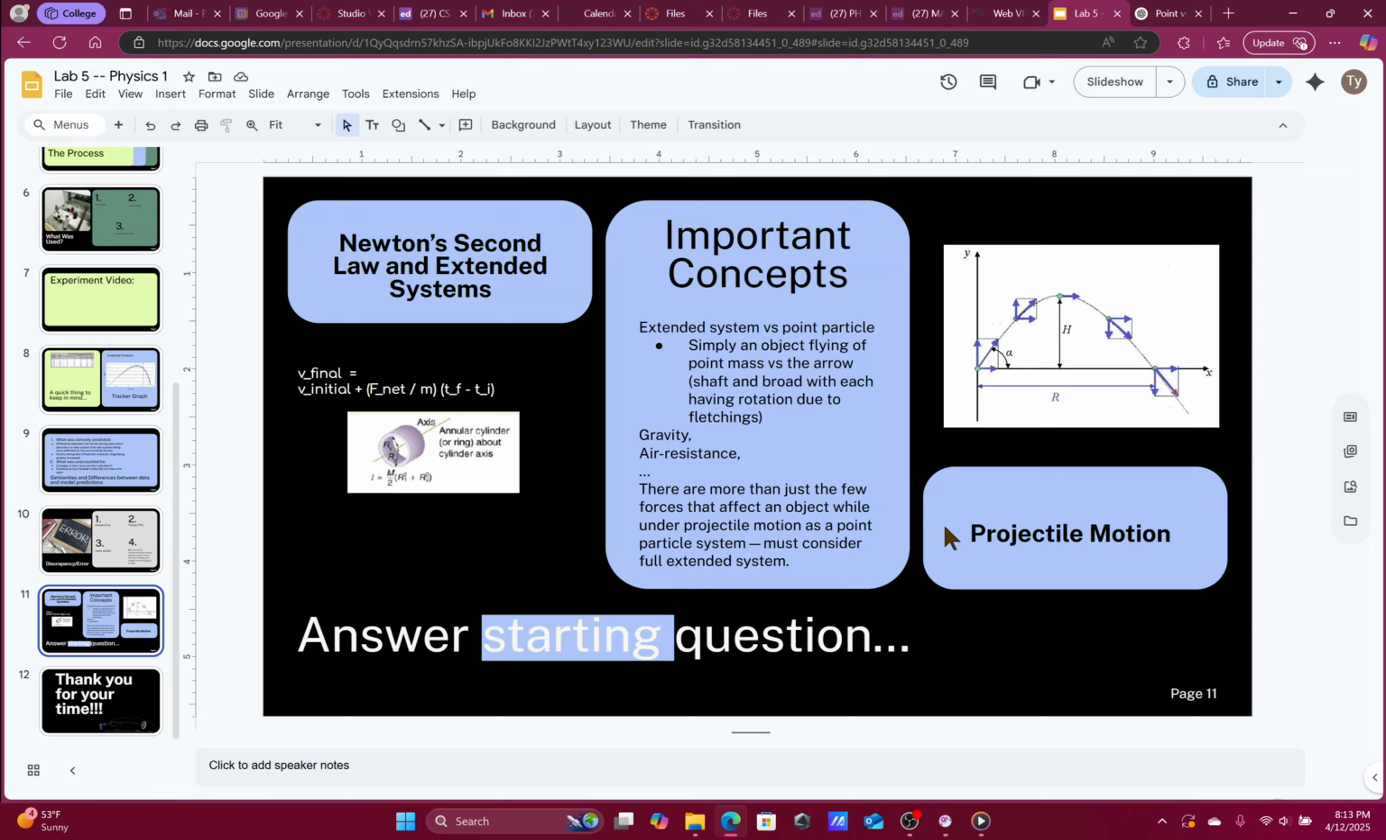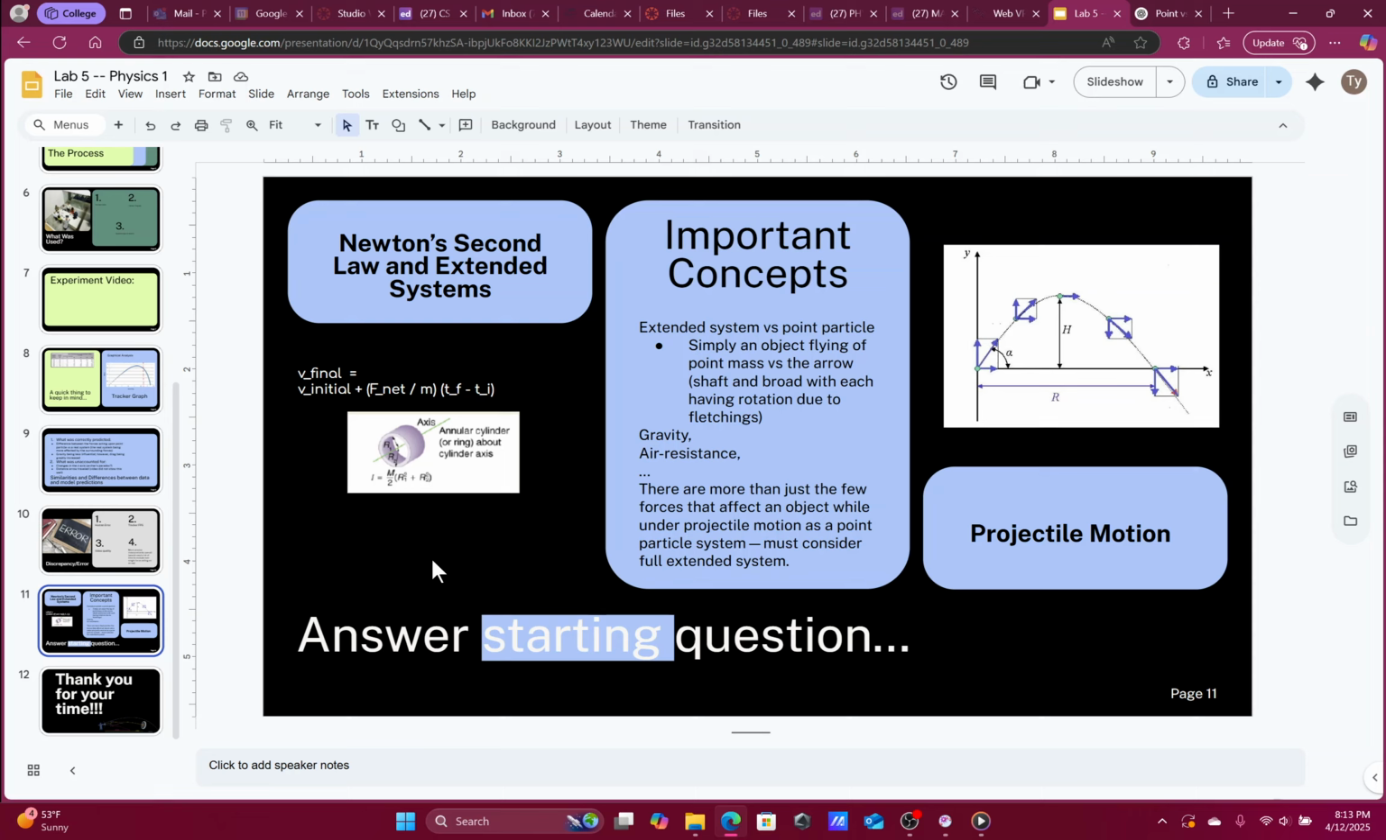Now for the forces, we need to apply Newton's second law and the other forces acting on the system. We have a final velocity that comes from the total net force. And this is the big difference right here, the total net force, because there are many forces acting upon it.